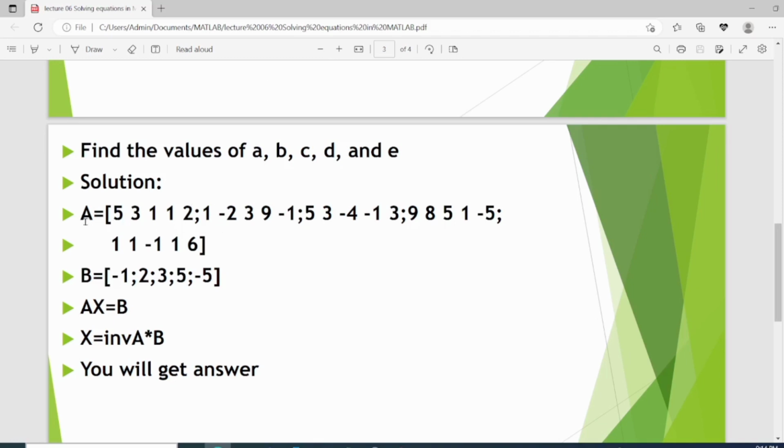So I will just write a matrix which is equal to 5 3 1 1 2 in the first row, 1 minus 2 3 9 minus 1 in the second row, and 5 3 minus 4 minus 1 including 3 in the third row, and 9 8 5 1 minus 5 in the fourth row, and 1 1 minus 1 1 6 in the fifth row. And then B matrix: minus 1 in the first row, 2 in the second row, 3 in the third row, 5 in the fourth row, and minus 5 in the fifth row.